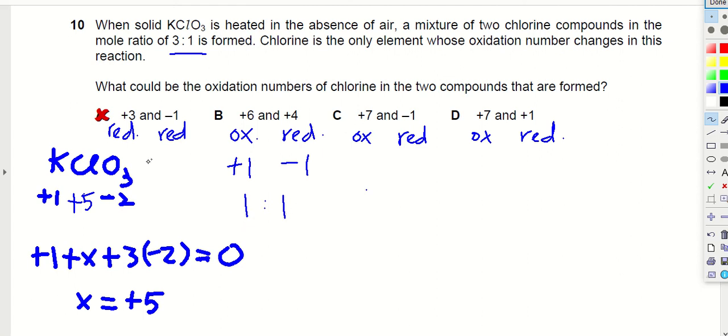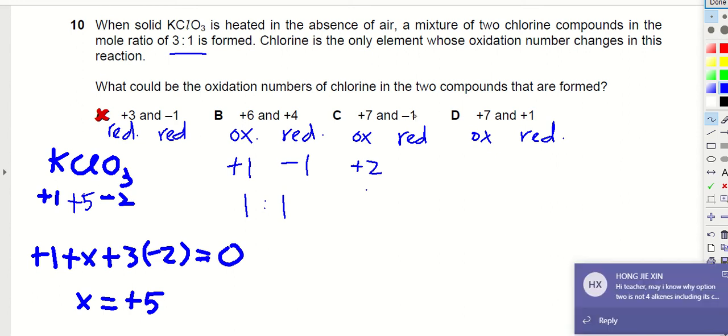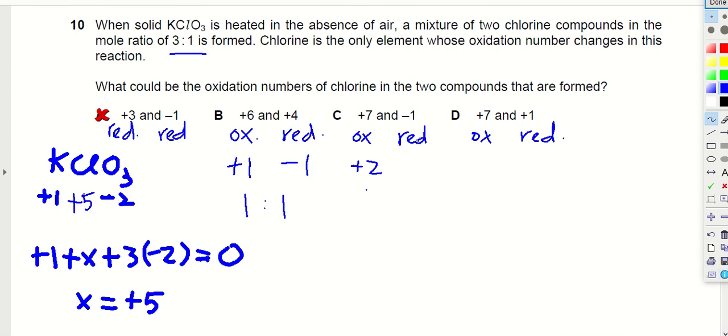Alright, now let's look at C. +5 to +7, so in oxidation, the oxidation number change will be +2. +5 to -1, the oxidation number change in reduction will be -6. So what's the mole ratio of these two compounds? 2 and 6, so 1 and 3. It matches the mole ratio of 3 to 1, although it's the other way around, because it could be the other way around.